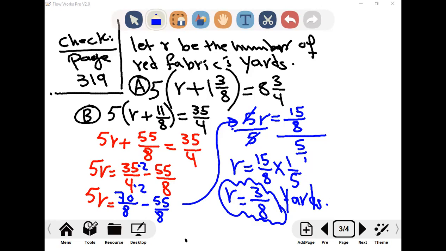Replace R by what? 3 over 8. Replace: 3 over 8 plus 1 and 3 over 8. Find the answer and multiply it by 5. The answer should be 8 and 3 over 4. It didn't come out 8 and 3 over 4, which means this is wrong.